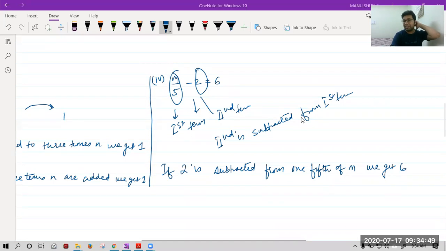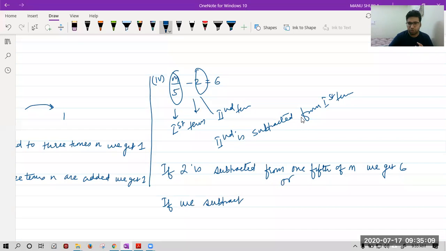Your language should be very clear about what you are writing. First understand the statement and then write the answer. If 2 is subtracted from 1/5 of m, we get 6. You can also write it like this: if we subtract 2 from m divided by 5, we get 6. If your statement is somewhere near my statement, your statement is correct.